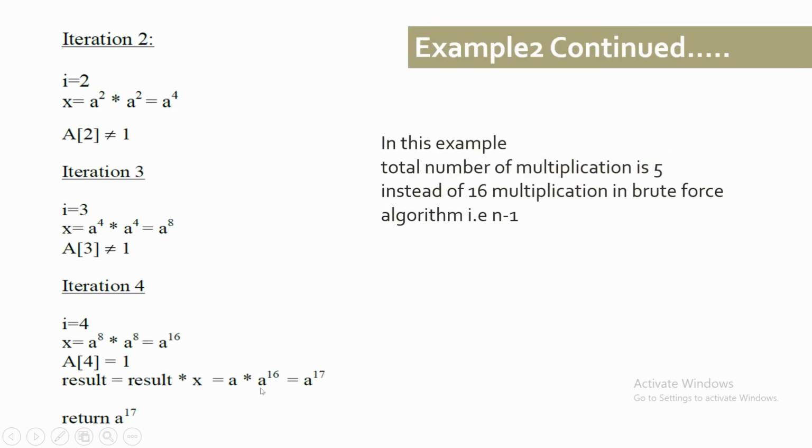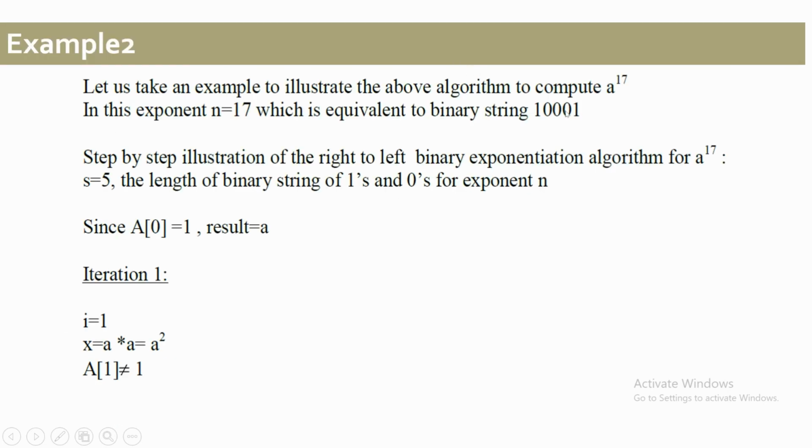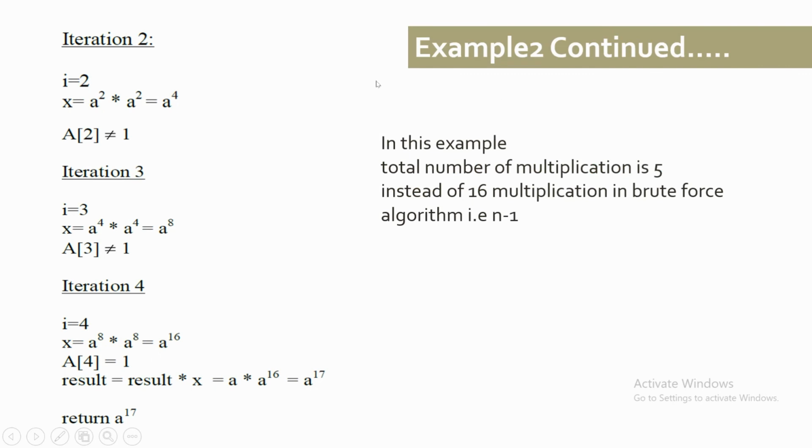So i will be incremented, i will become 2. Now what will be done? x will be again found. That x will become x into x. The old x is a square, so a square into a square will give a4. Again, the a2 position is not having 1, so the next condition is not satisfied, so it will not multiply the result with x. Again i will be incremented, and the same procedure will be followed. The old x will be multiplied with the old x, so I am using the previous result here, right? So it will give a8.